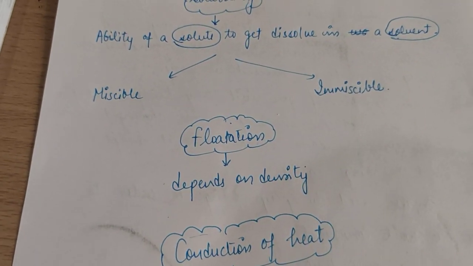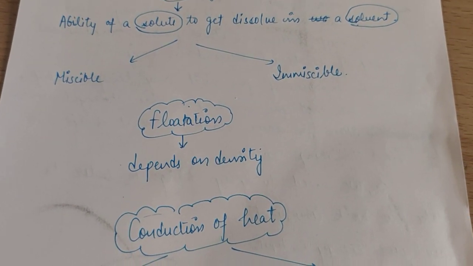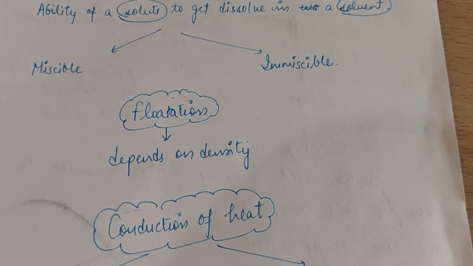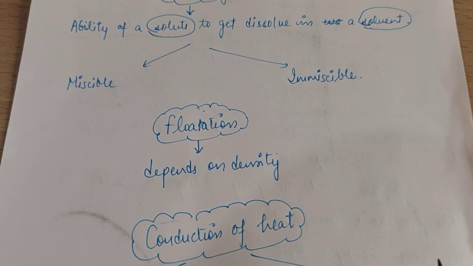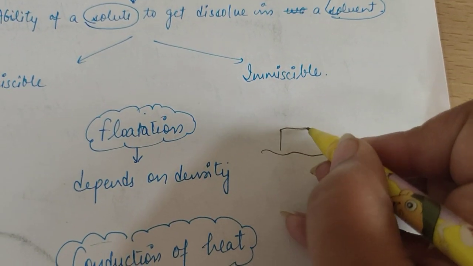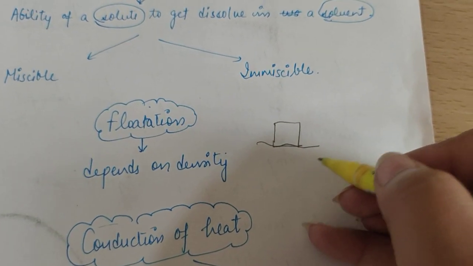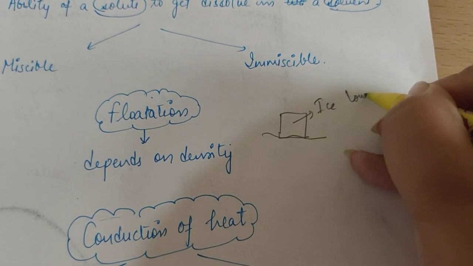Flotation is the property of any substance to float on another liquid. To float on a liquid, that is the property of flotation. Okay, now this flotation depends on the density, right? Like you know that water, and these are the ice cubes, that ice cubes can float on water. Why? Because ice has lower density than water.